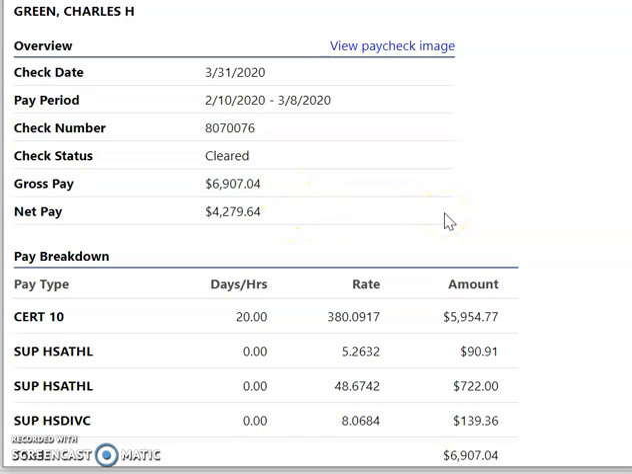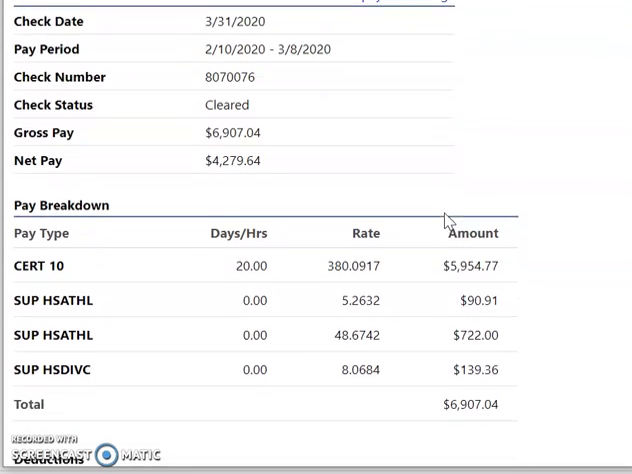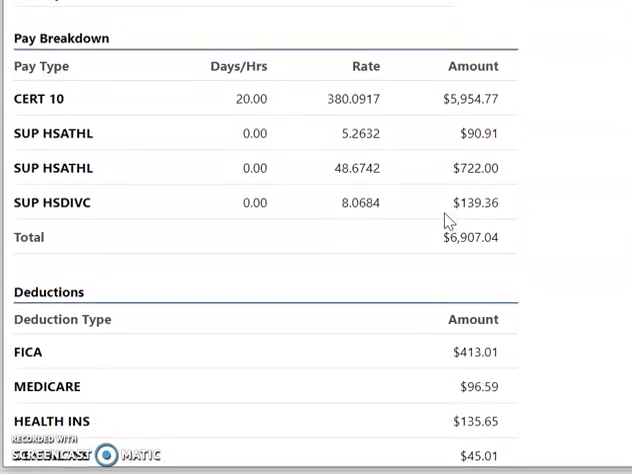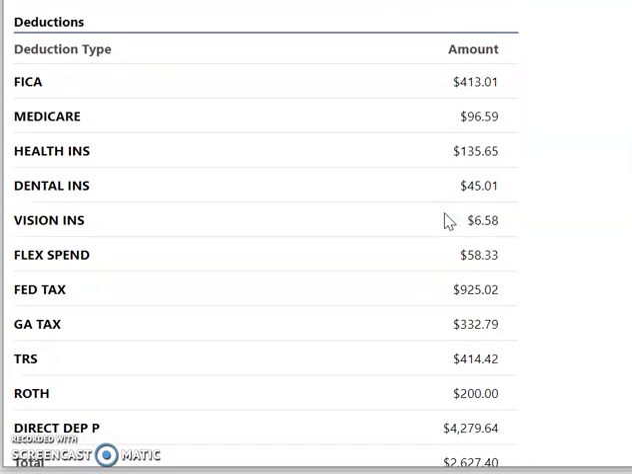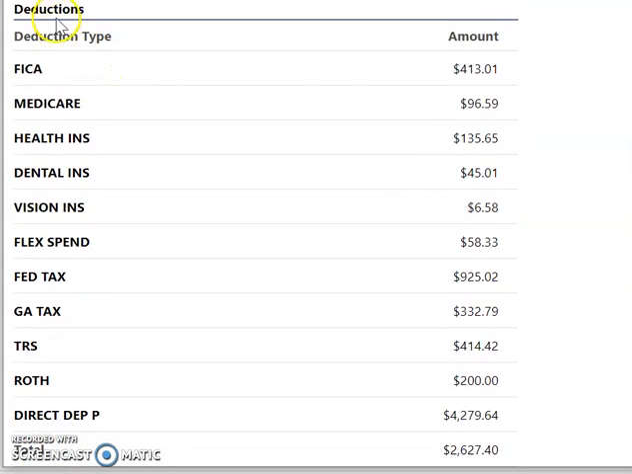So you might be asking, where does all that money go? Well, I'm going to show you. If you scroll down here, you can see what gets taken out of my check. These are the deductions that come out of that 6,000 number. So where does it all go? Let's look.